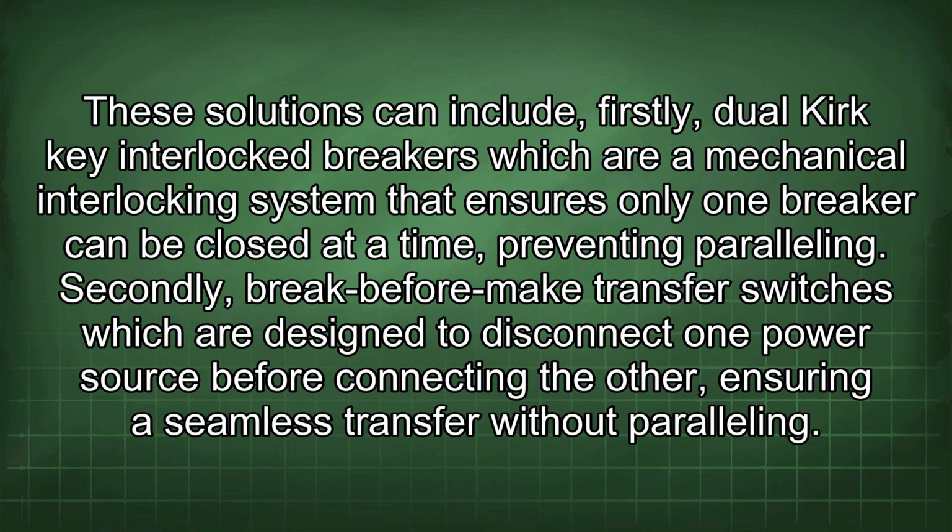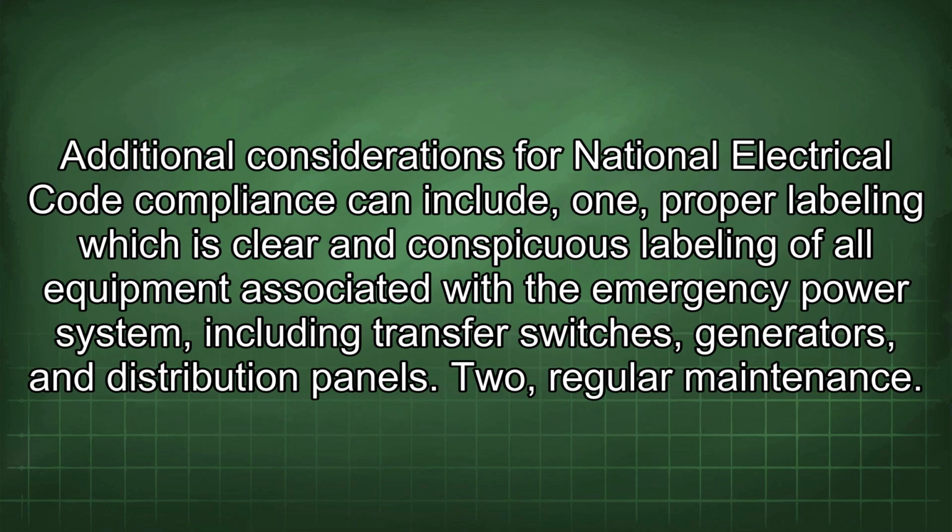These solutions can include, firstly, dual-cut key interlocked breakers, which are a mechanical interlocking system that ensures only one breaker can be closed at a time, preventing paralleling. Secondly, break before make transfer switches, which are designed to disconnect one power source before connecting the other, ensuring a seamless transfer without paralleling.